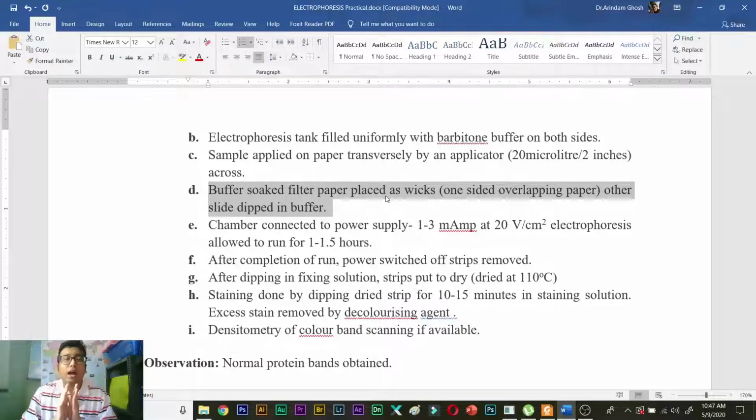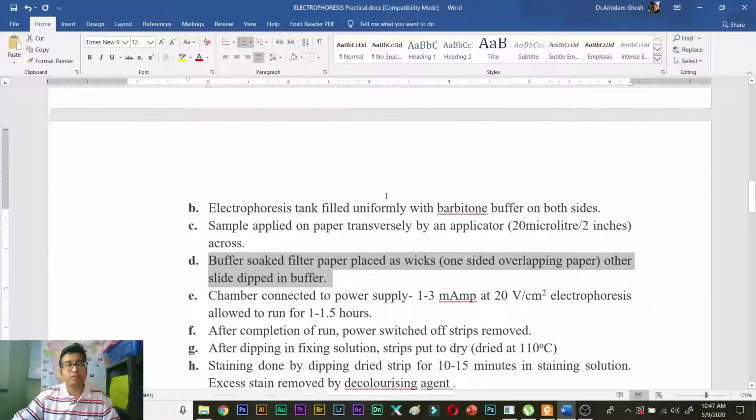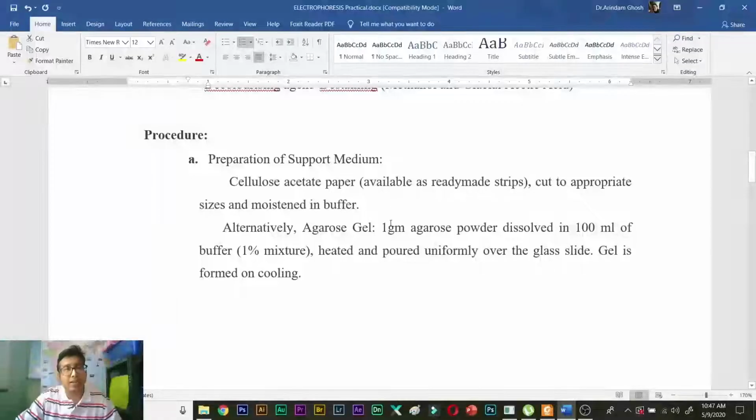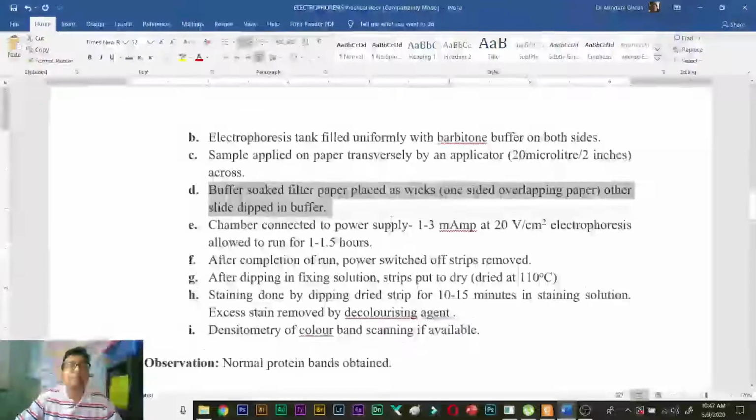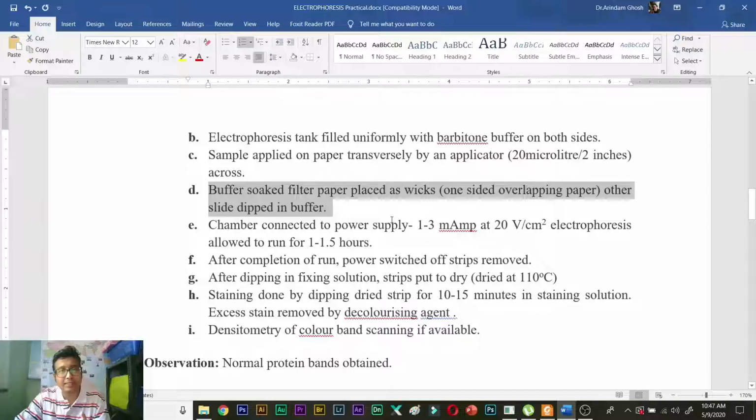So, I will repeat again. What are the steps? I will be repeating these again after I show you the video. Okay. So, first, preparation of gel. Next, the gel is placed on the electrophoresis tank. Next, buffer is filled in the electrophoresis tank. Next, thin strips of filter paper are connected, one to the gel side and another to the buffer side.